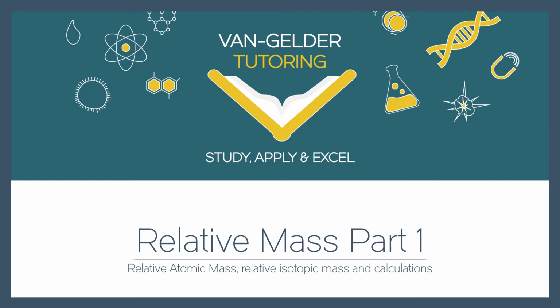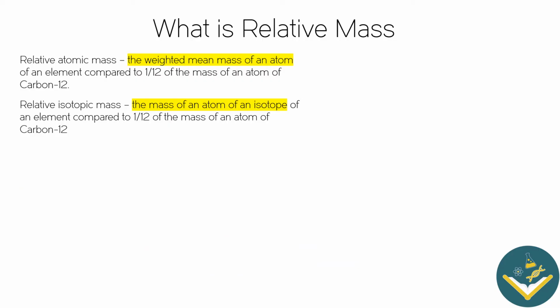In this session we're going to cover relative atomic mass, relative isotopic mass, as well as some calculations. In chemistry, relative mass is used instead of actual mass when we're talking about the mass of atoms or molecules. This is because the mass of molecules is incredibly small. In Part 1, relative mass, we're going to look at relative atomic mass and relative isotopic mass.